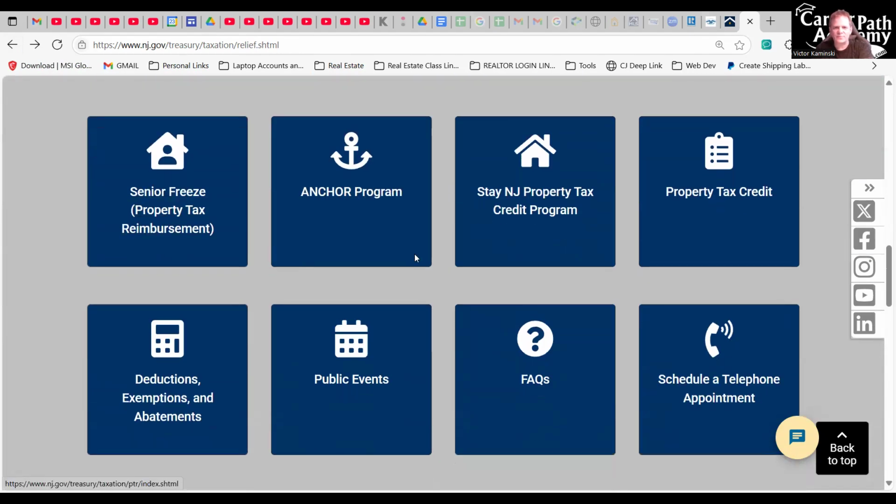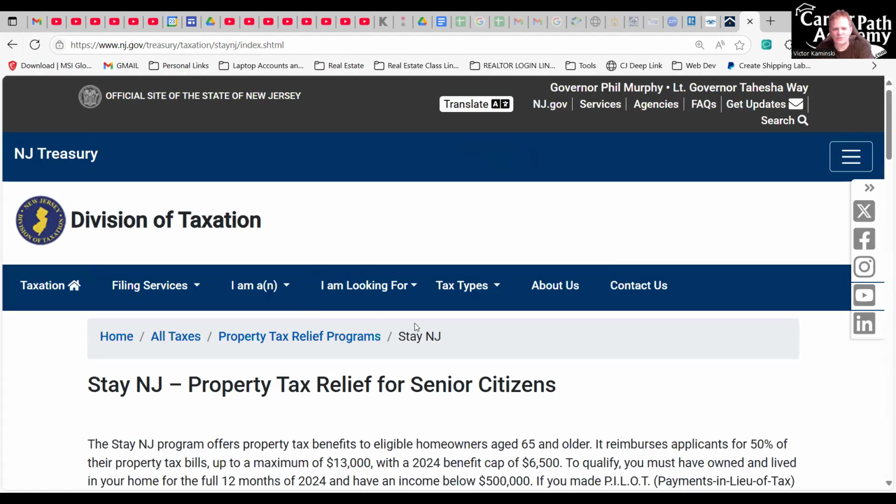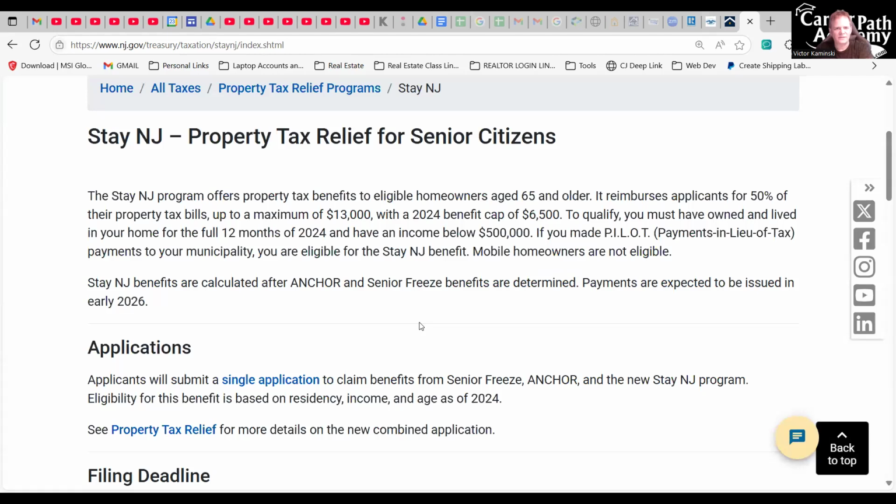So we have the Senior Freeze program. We have that Anchor benefits program. And they have this new Stay NJ tax credit program. The way that works is if the homeowner is 65 or older, it reimburses applicants. They still need to pay the taxes, but then they get a reimbursement for 50% of their property tax bill up to a maximum of $13,000. So if your property taxes are more than that, you're out of luck.